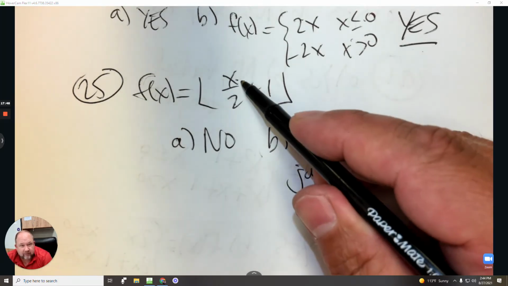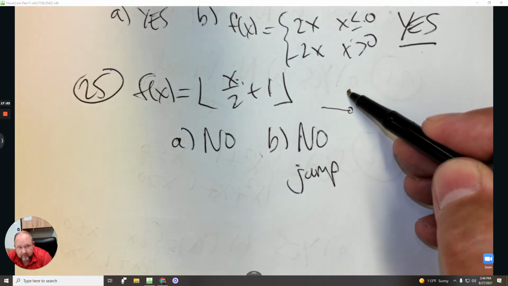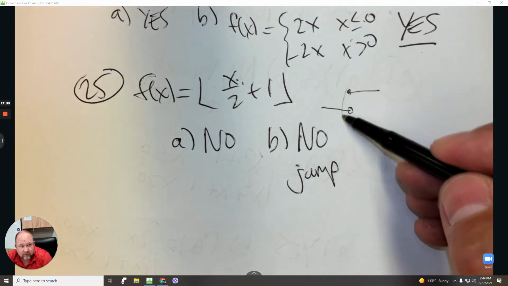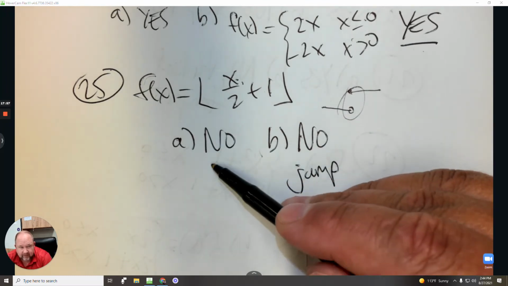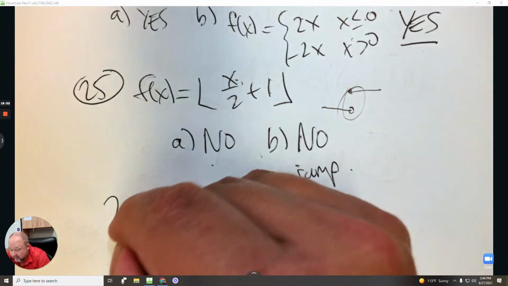So when I plug in 0, because you have an integer answer, there's a jump. This is what it looks like. So there's a jump there at 0. So that's why it's not continuous and I can't take the derivative. 26.